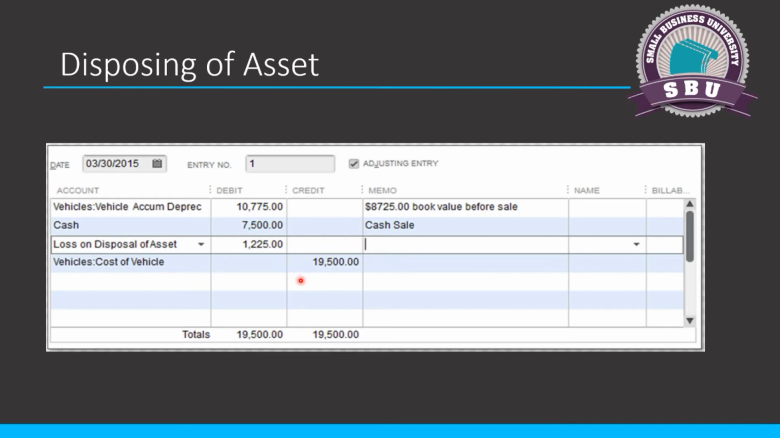So I'm going to credit the cost of the vehicle here, and then I'm going to debit all of the accumulated depreciation I had on the balance sheet, because that needs to get out of here too because we're selling the car. I also know that we got $7,500 cash for the car, right? So I'm going to debit that because I'm increasing cash.